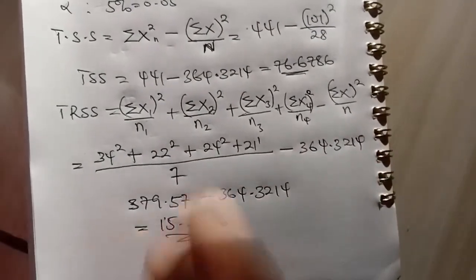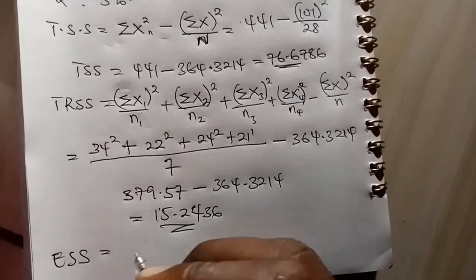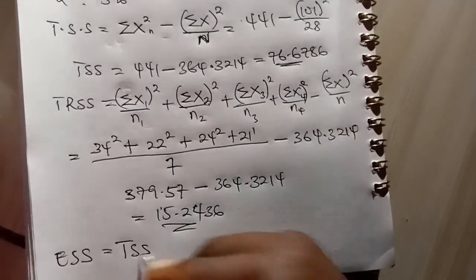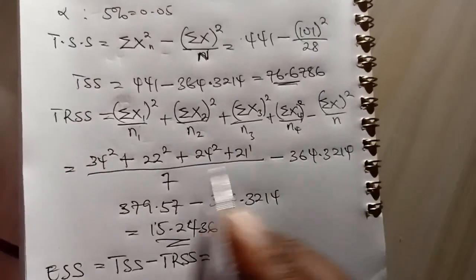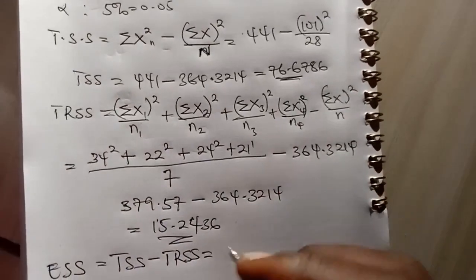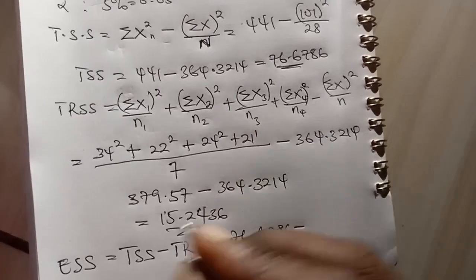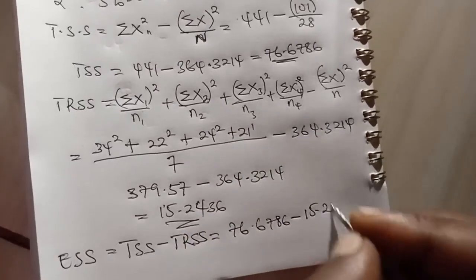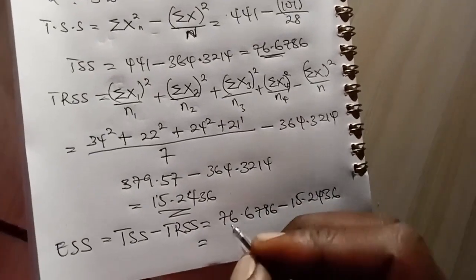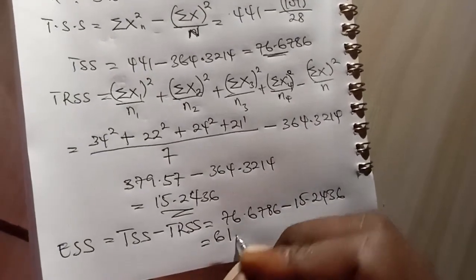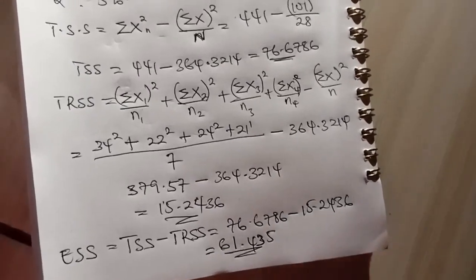So okay, let's see if we can get the error sum of squared. For us to get error sum of squared, it is total sum of squared minus treatment sum of squared. The total sum of squared that we got was 76.6786 minus the treatment, which is 15.2436, and that will give us about 61.435 as the error. So we need to draw the ANOVA.